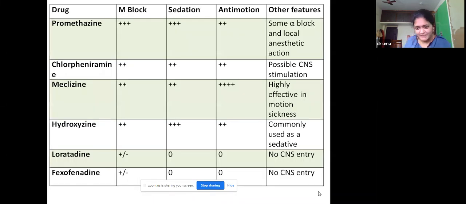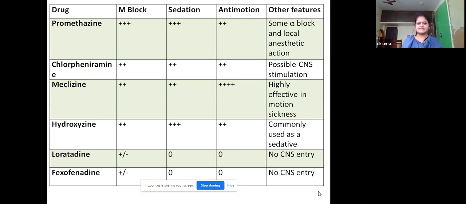And now we have a comparison between first generation and second generation antihistamines. Promethazine, chlorpheniramine, meclizine, and hydroxyzine are first generation antihistamines. Loratadine and fexofenadine are second generation antihistamines. The first generation produce M block; they have an anticholinergic effect and they block the histamine receptors. They produce sedation, and because of the anticholinergic action, they also produce an anti-motion sickness effect.